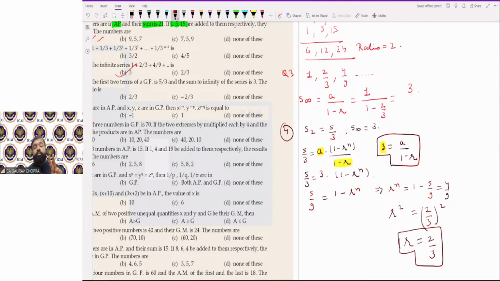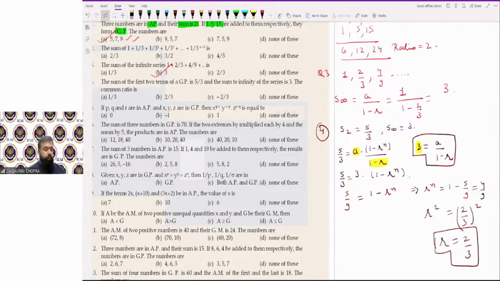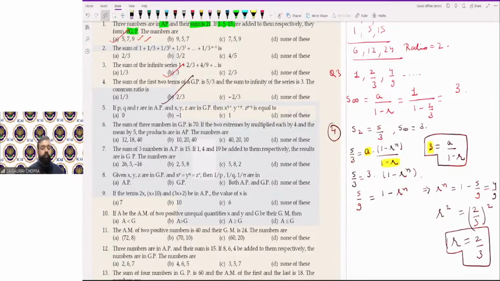तो n 2 क्यों है? Because it is sum of two terms. Therefore n is equal to 2 and R will be 2 by 3. So 2 by 3 is your correct answer. So this was question number 4. The fourth is also completed.